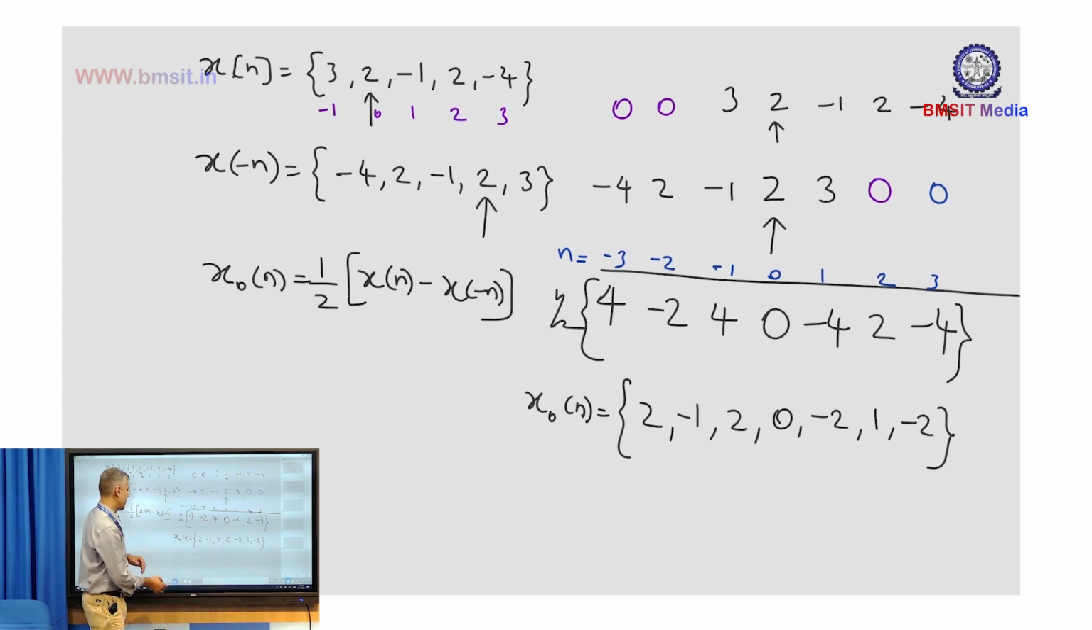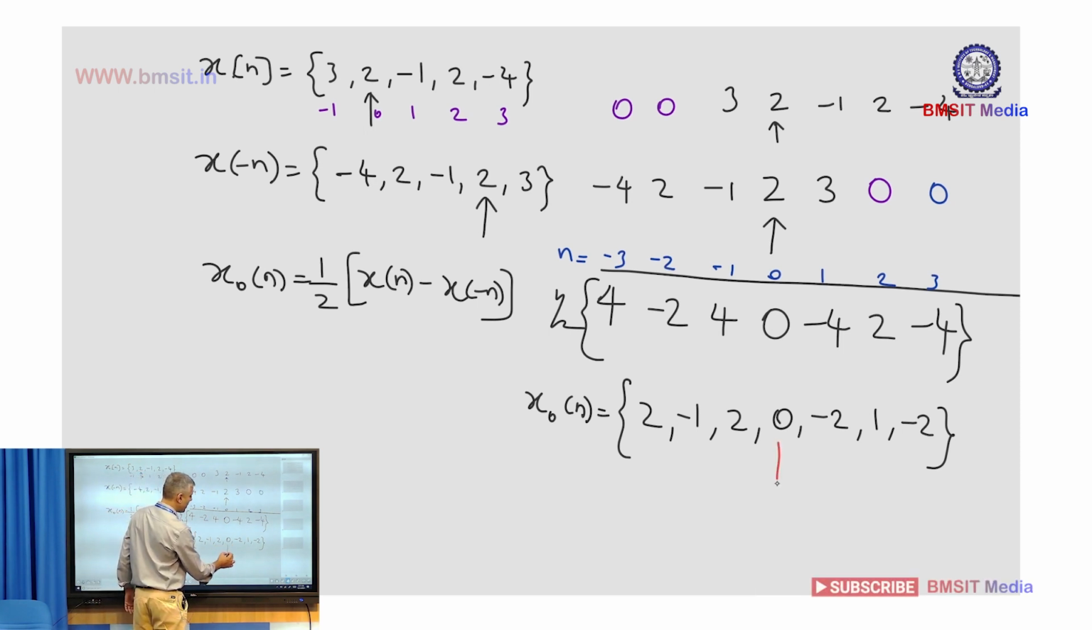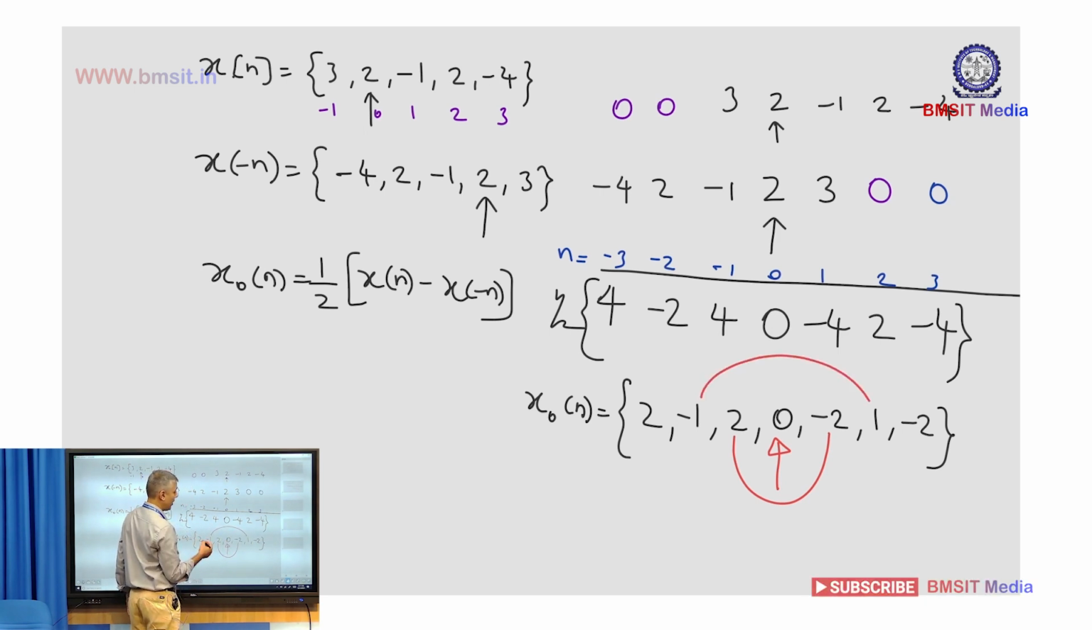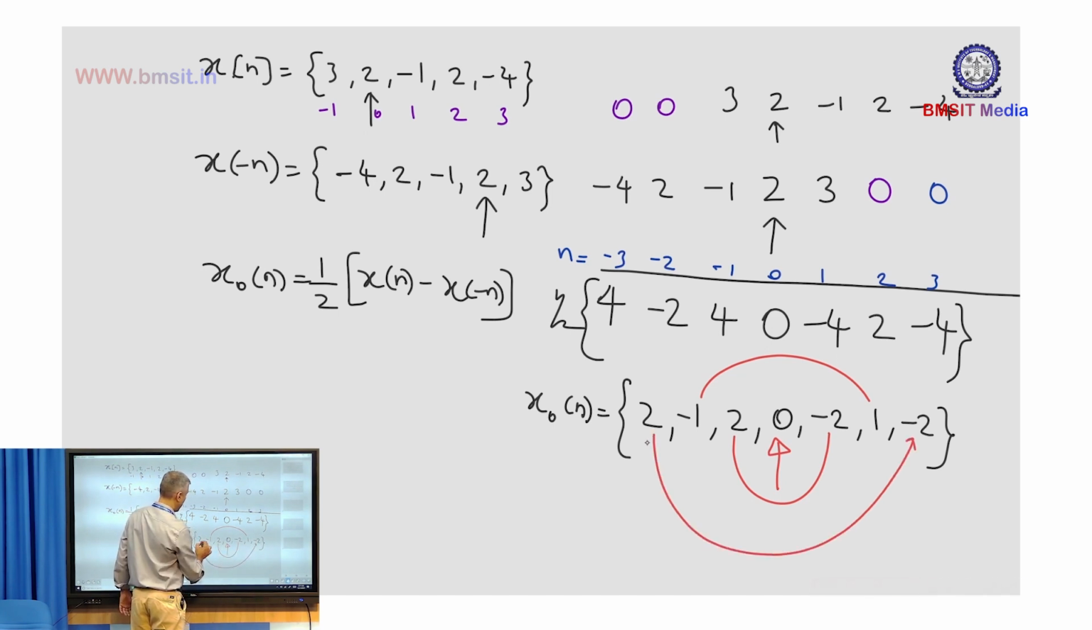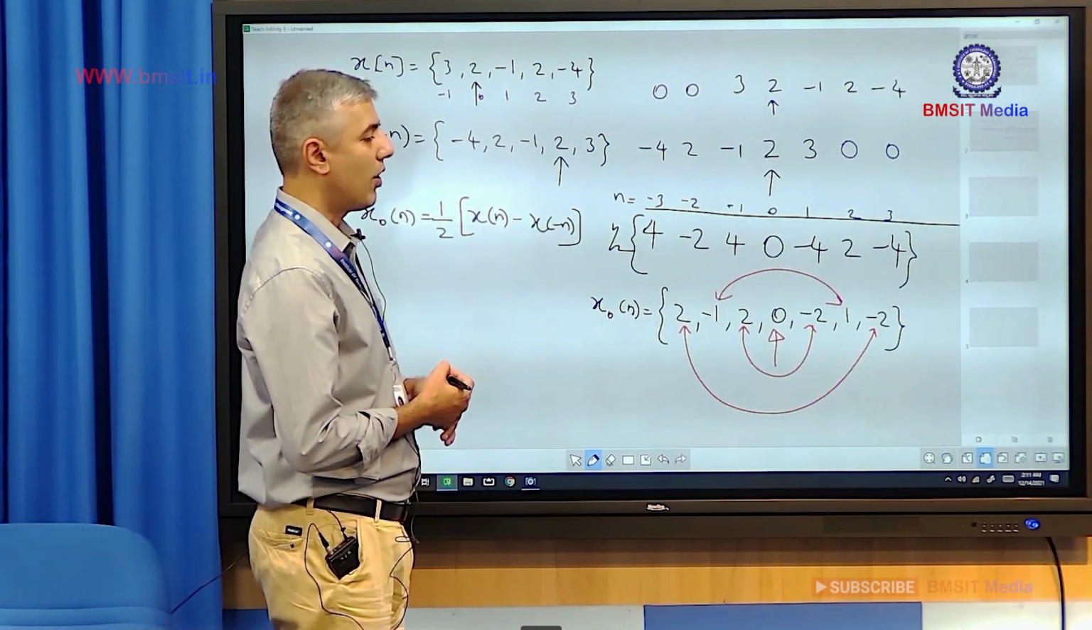This is the odd part, and by looking at the signal itself, you can observe how the signal is odd. The reason is the origin is 0, then 2 and minus 2 are conjugate of each other. Similarly, minus 1 and plus 1 are opposite sign of each other. Similarly, 2 and minus 2 are also of opposite sign to each other. So this way you can determine the even component and odd component.